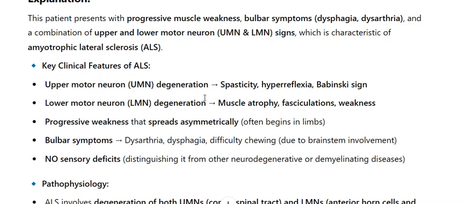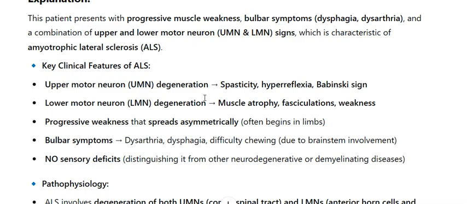atrophy, fasciculations, weakness. Progressive weakness that spreads asymmetrically, often beginning in the limbs. Bulbar symptoms: dysarthria, dysphagia, difficulty chewing due to brainstem involvement. No sensory deficits, distinguishing it from other neurodegenerative or demyelinating diseases.